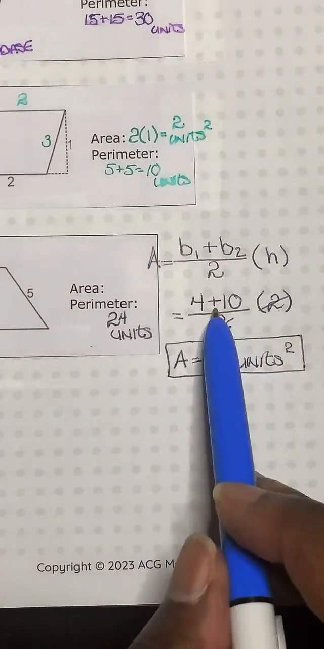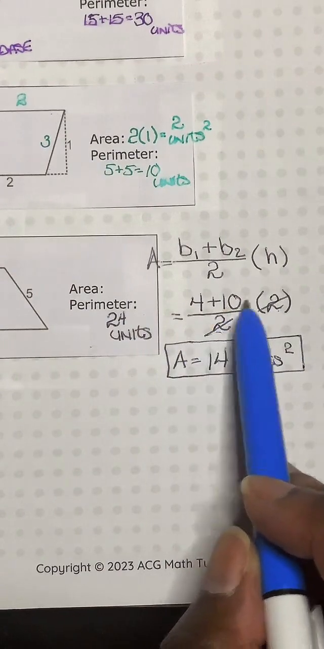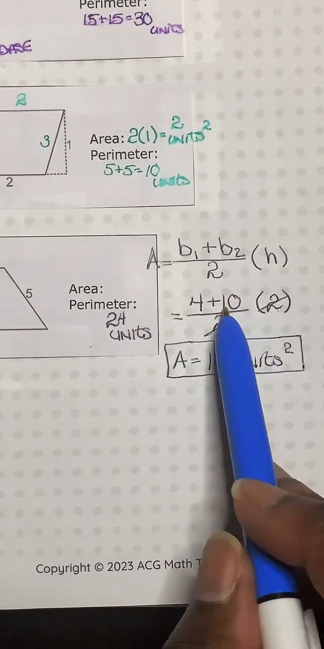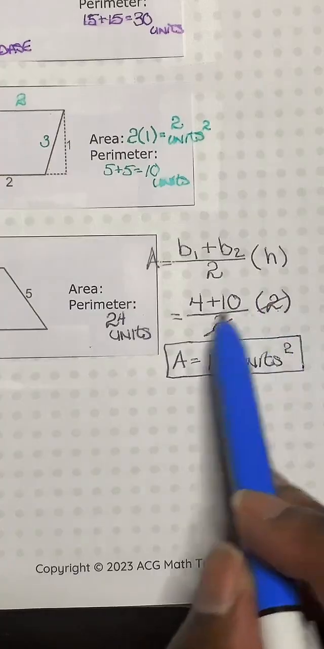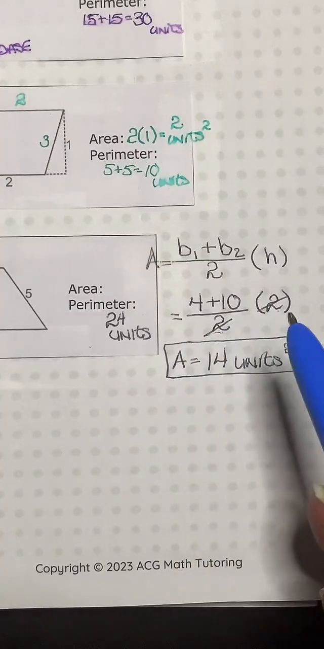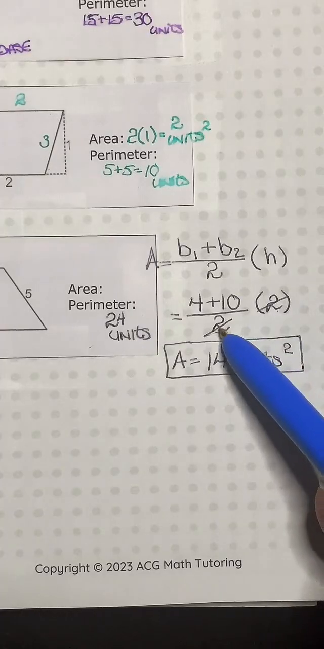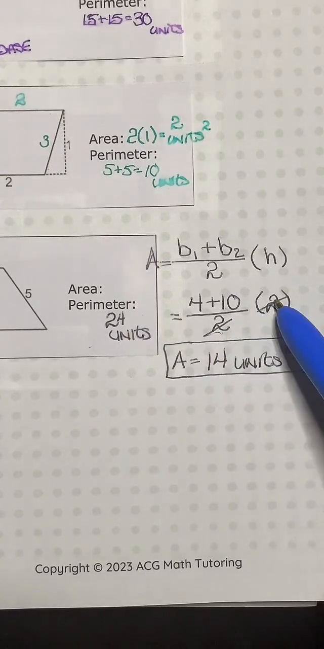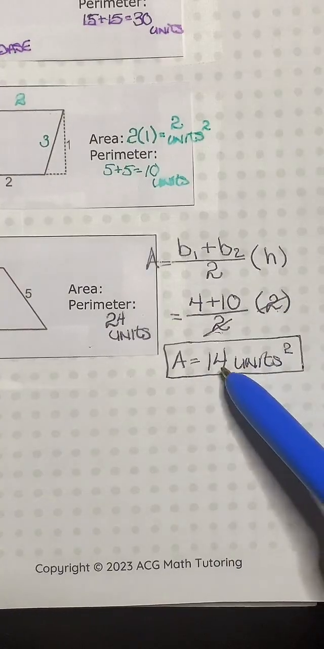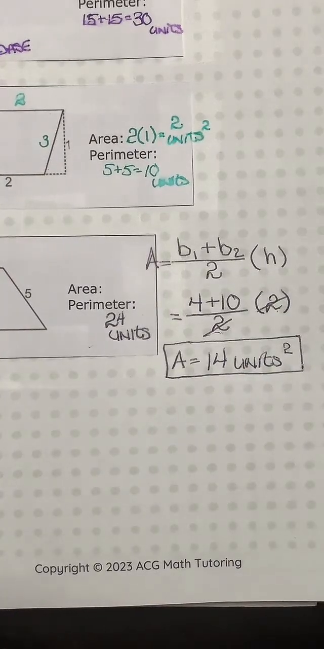Okay, so once you compute that 4 plus 10 to give us a 14, then you would have 14 times 2, but then divided by 2. So since you have the same number in the numerator as well in the denominator, they can cancel out to give you 1. And then 14 times 1 will just give us 14.